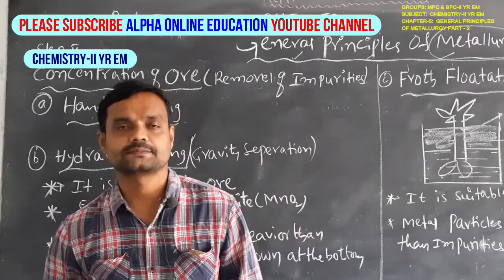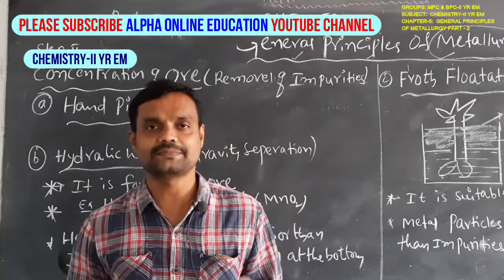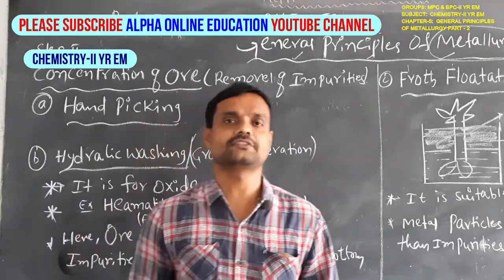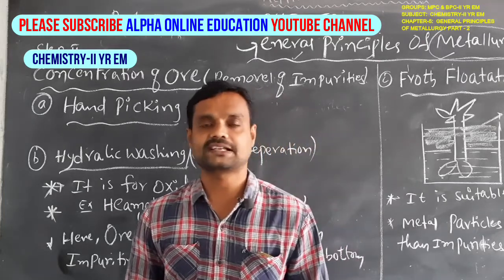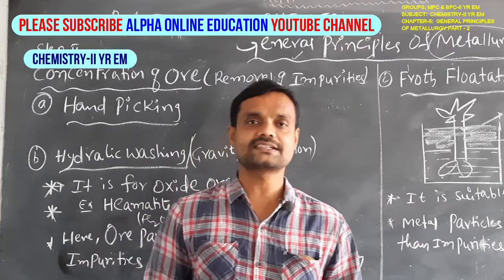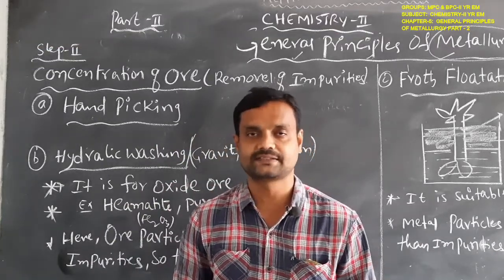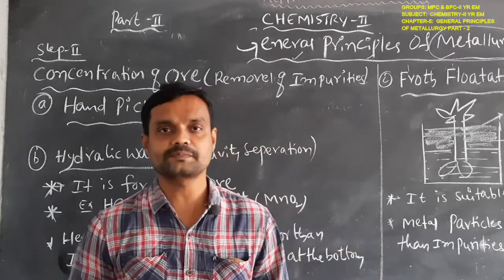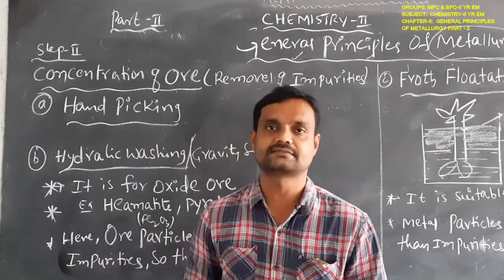So in the previous video we discussed how we can extract the metal. Mainly there are 5 steps involved in that process. First step, crushing or grinding of the ore. Second step is concentration of the ore, which means here we increase the ore percentage. And the third step, the ore is converted to its metal oxide.